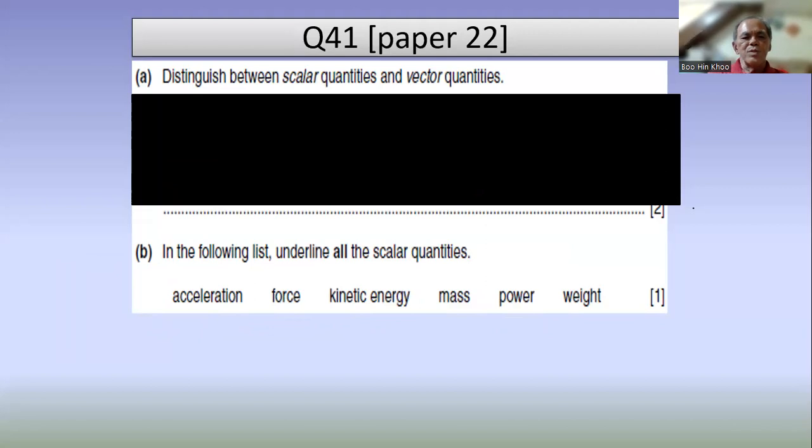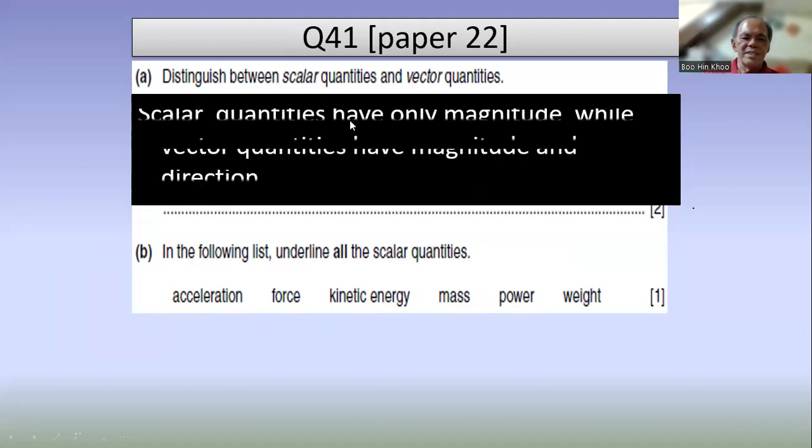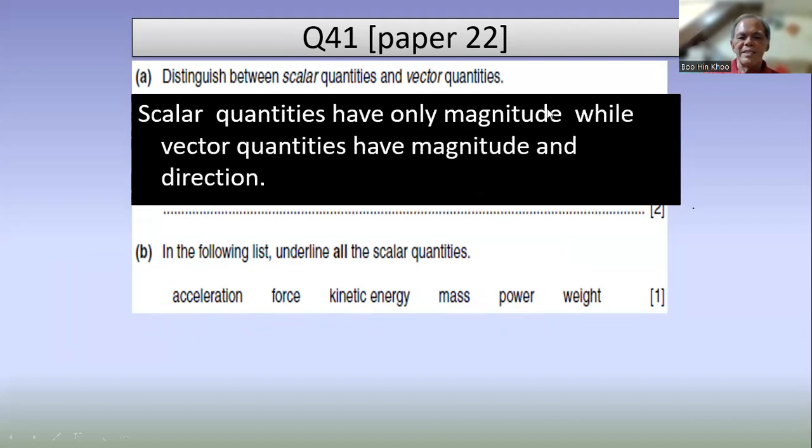Paper 22. Distinguish between scalar quantities and vector quantities. Right? The question can make topic 1 and topic 2 together. Scalar quantity has only magnitude, while vector quantities have magnitude and direction. 2 marks, 2 points. In the following list, underline all the scalar quantities. Right? Underline that. Power, the others are vector. 1 mark only.